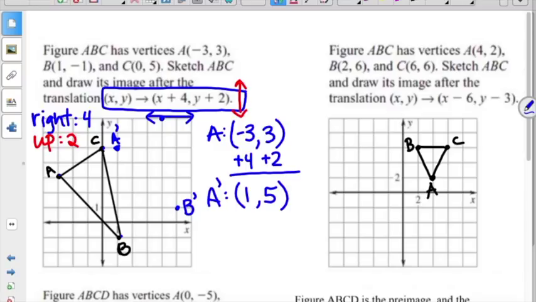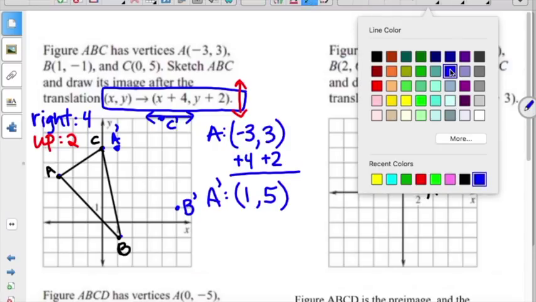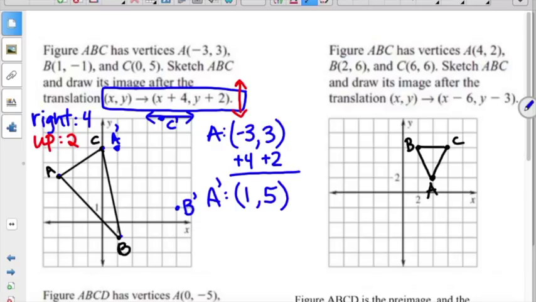And let's verify our algebra over here on the right. We said that A prime was supposed to be at (1, 5). So let's double check A prime. (1, 5) looks good. We're going to shade in our image and make sure that there's apostrophes after the A, B, and C, so everyone can tell what the original pre-image is and what the image is.